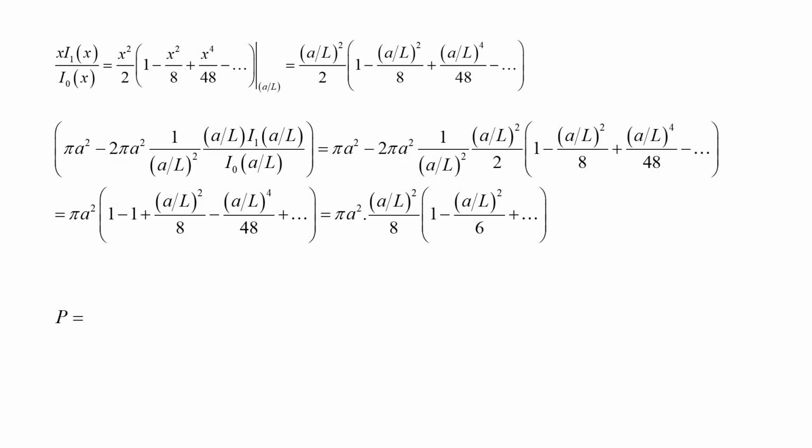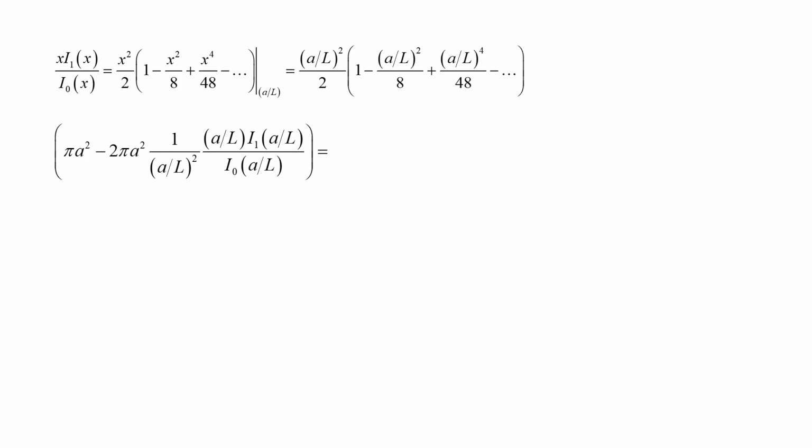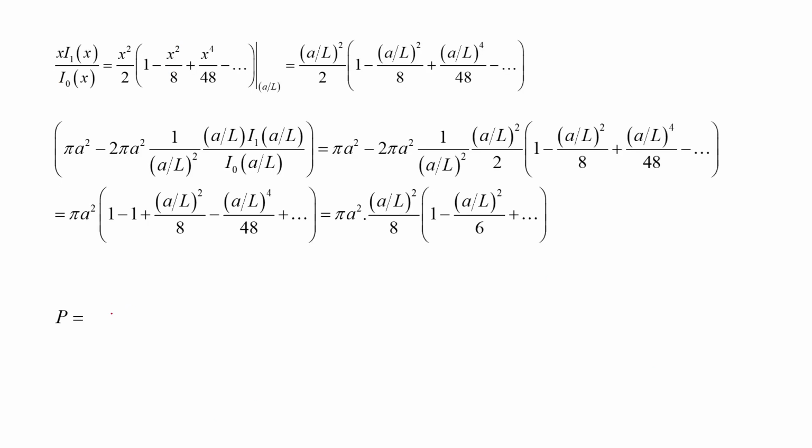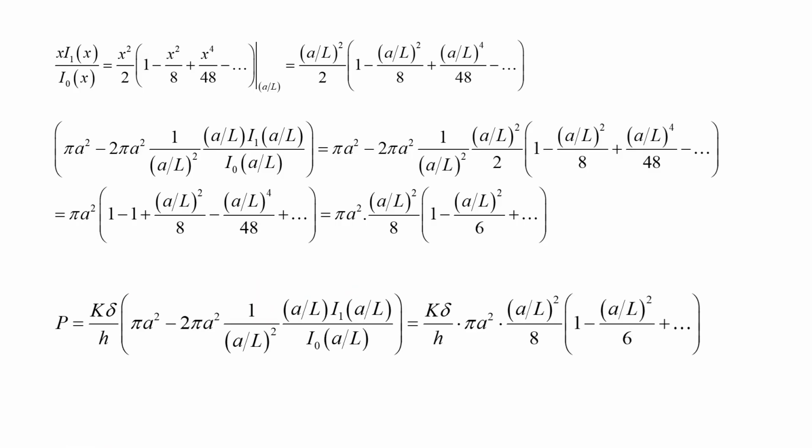So now one can write the total pressure like this: k delta by h into pi into a square into a by l square by 8 into 1 minus like this. So a by l whole square, what does it give? So that we can actually substitute, and in a sense this is what I have.